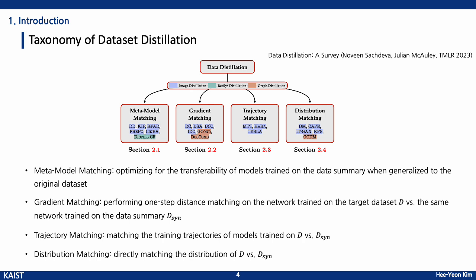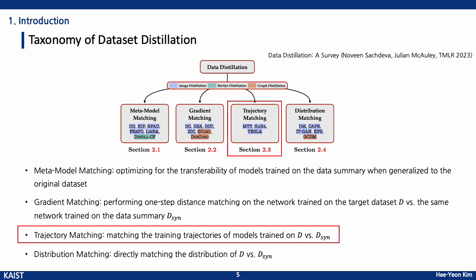The third is trajectory matching, where the synthetic set is created to follow the training trajectory of the model trained on the original dataset. Lastly, distribution matching focuses on making the data distribution of the synthetic set similar to that of the original dataset. I will now introduce the paper Towards Lossless Dataset Distillation via Difficulty-Aligned Trajectory Matching, which advances the third technique, trajectory matching. Now, let's take a closer look at trajectory matching.